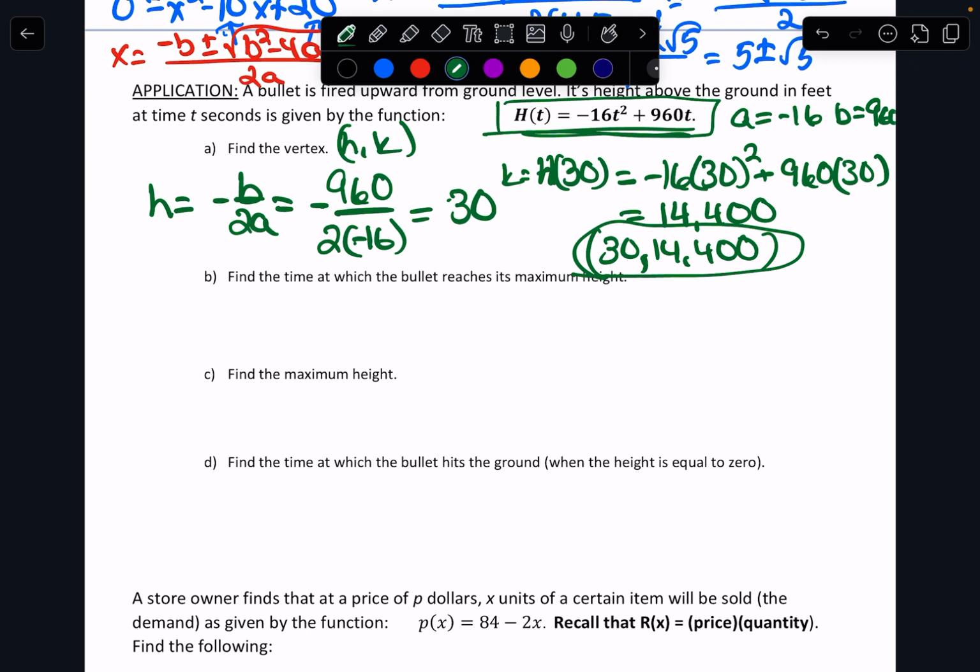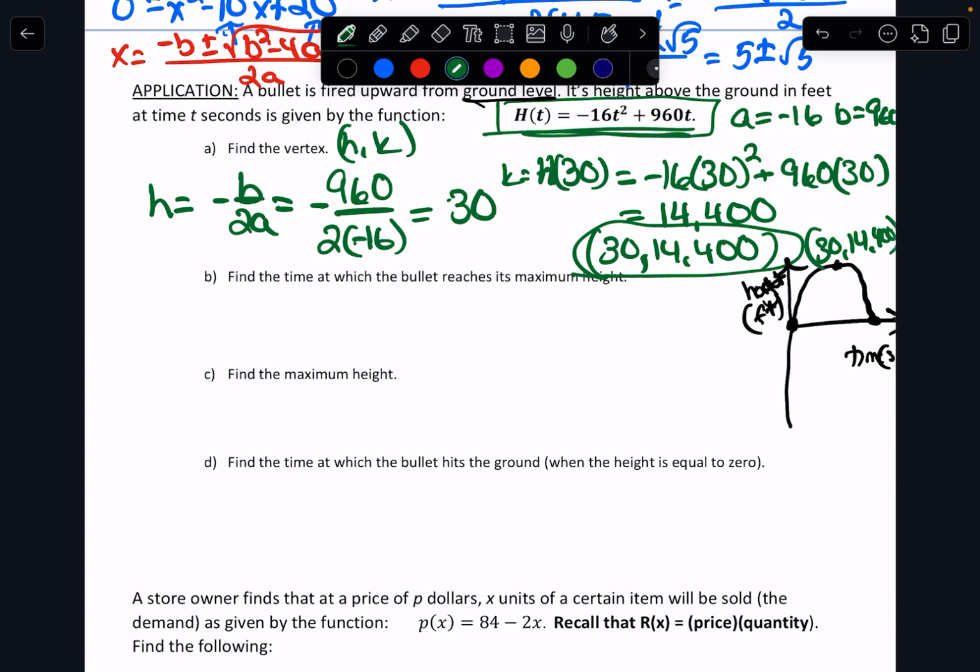Now, before we move any further, we want to do a little sketch of this. x is always time, and in this case y is going to be height. Height is in feet, and time is in seconds. We start from (0, 0), the ground, because it is fired from ground level. We go up, and then it comes down. Our vertex is this point right here, (30, 14,400).